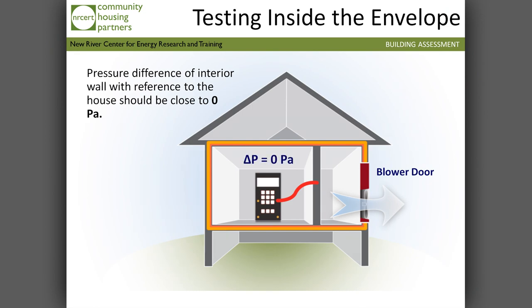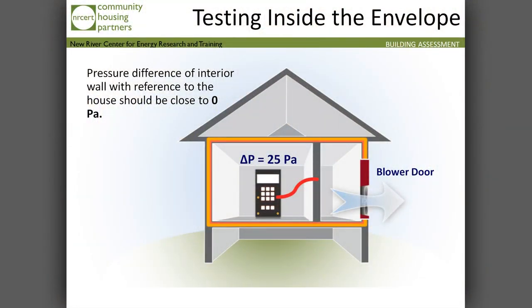So when we're testing inside the envelope, we should see zero, if this is a complete thermal and pressure boundary, if there's no holes in the top plate, somebody has sealed where the drywall meets the top framing member, and the electrical and plumbing penetrations have been sealed. Then we should see zero or close to that. When you get below 5, you're getting pretty close. You're doing pretty good. You don't want to focus a lot of your attention on really small numbers. You want to be looking for the larger numbers, initially anyways.